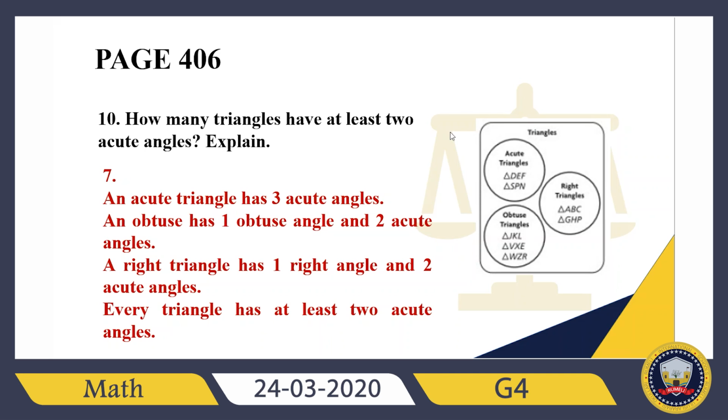So how many triangles here? 1, 2, 3, 4, 5, 6, 7. So 7 of them have at least 2 acute angles.